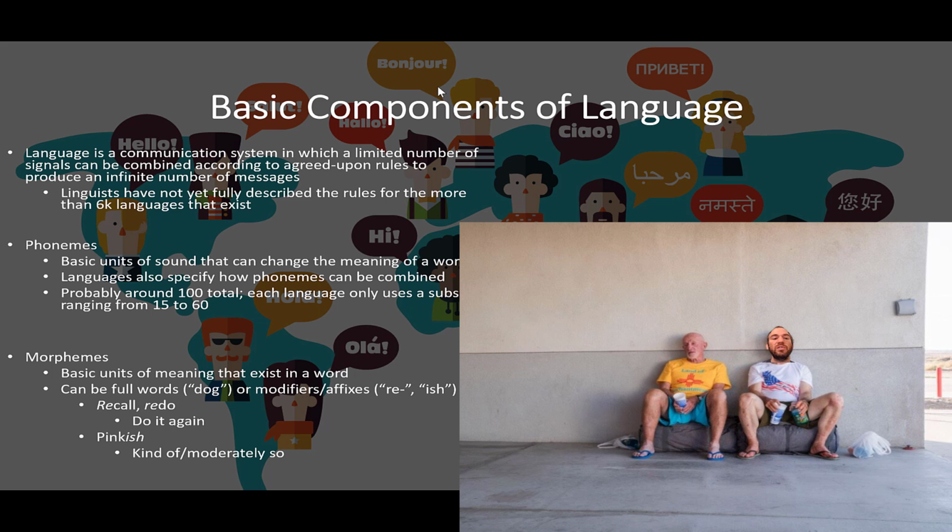Phonemes are basic units of sound that can change the meaning of a word. Languages also specify how phonemes can be combined. There are probably about 100 in total, and each language only uses a subset ranging from 15 to 60. Morphemes, basic units of meaning that exist in a word, can be full words such as dog, or modifiers/affixes such as re or ish. Recall, redo, for example, refers to do it again, and pink-ish refers to kind of, and moderately so. So, just some basic definitions to begin with.